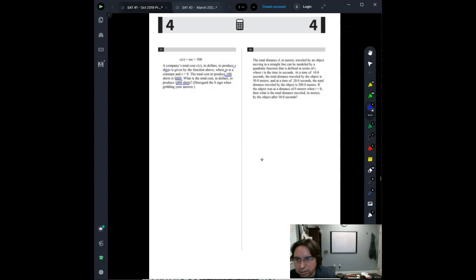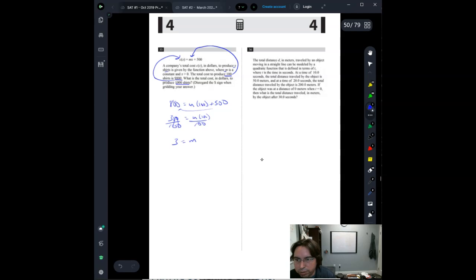So we could find the slope here. The total cost to produce 100 shirts, where x is the number of shirts, is $800. So the 100 will go right there, and the 800 will go right there. We can rewrite this expression as 800 equals m times 100 plus 500. So subtract that, and that's going to give me 300 equals m times 100, divided by 100. And so you'll see 3 equals m.